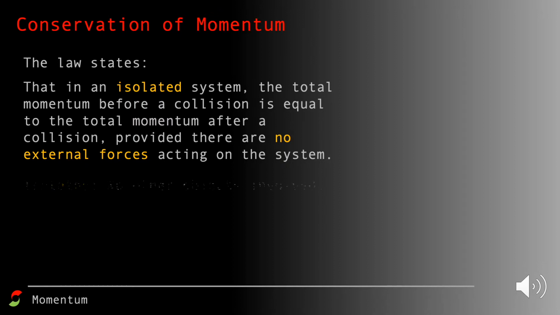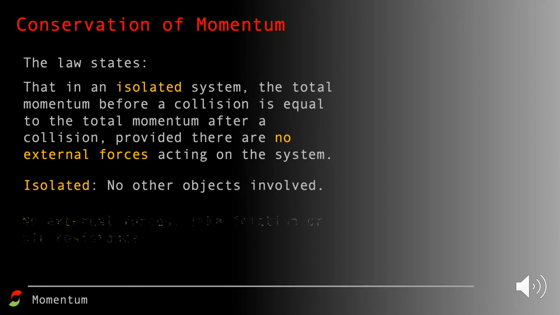Isolated means that there are no other objects involved. So if you're just dealing with a car colliding with another car, you don't consider a third car or the air or anything else like that. We just consider the two cars to keep it very, very straightforward.